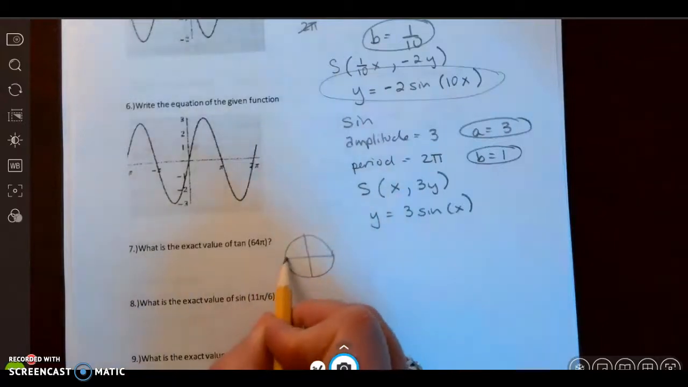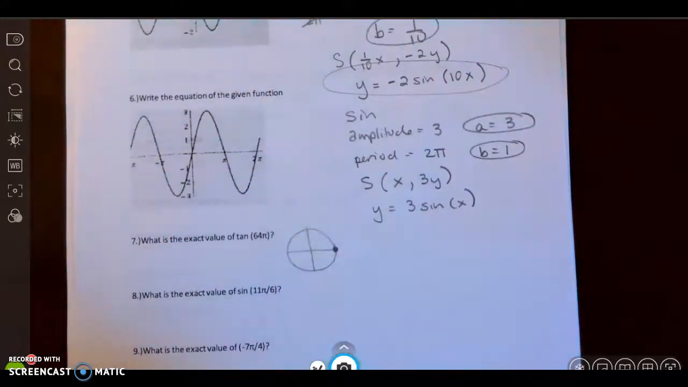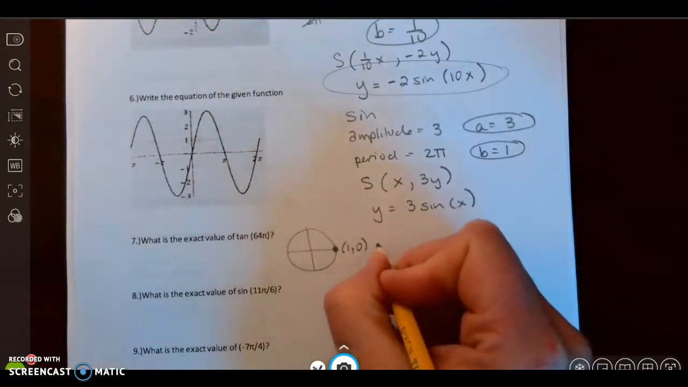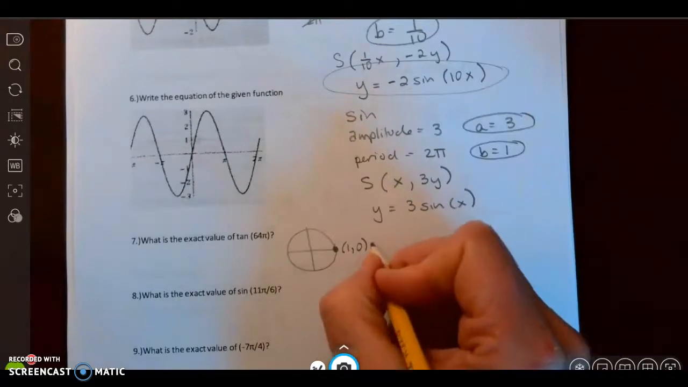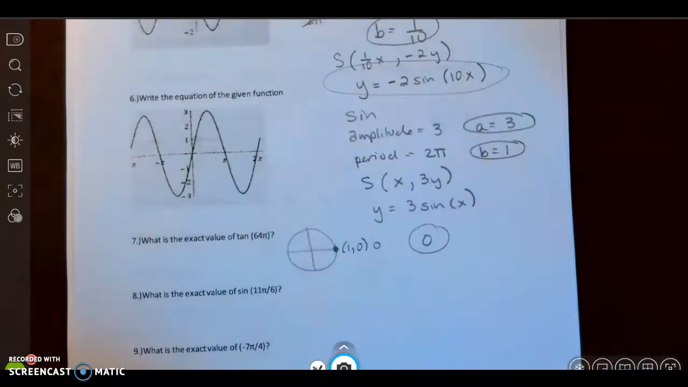circle, and my odd multiples, 1 pi, 3 pi, 5 pi, 7 pi, are on this side of the unit circle. So I know that 64 pi is going to be right here, where my ordered pair is 1, 0, and my tangent, therefore, at that point is 0. So that's my answer, 0.